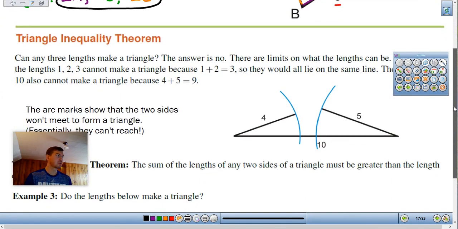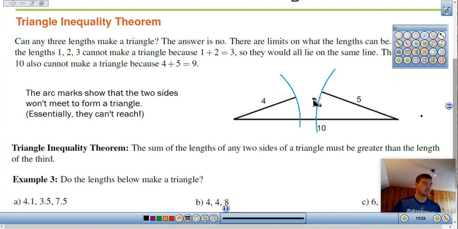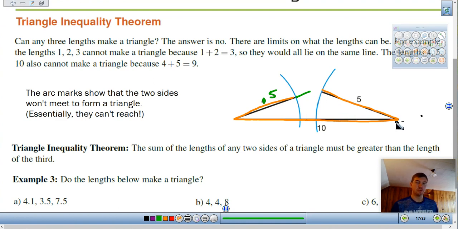This last part is talking about triangle inequalities. Not just any 3 segment lengths can create a triangle. In this example here, it shows that the length of 4 and the length of 5, they won't reach across that gap. And that's because they're not long enough. 10 is longer than the sum of 4 and 5. But even if we extended this and we said, oh, well, this one is now not 4, but it's 5, they still wouldn't reach, because we know the shortest distance between any 2 points is a straight line.